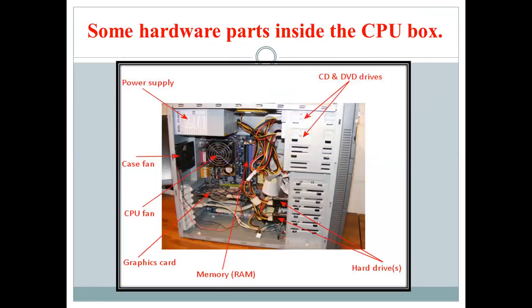And here some more parts which are present inside the CPU box. See here: power supply, case fan, CPU fan, graphics card, hard drives and CD and DVD drives. These parts you can see them only when you open the CPU box. These all parts are present inside the CPU box. These all parts are also called hardware parts of the computer.